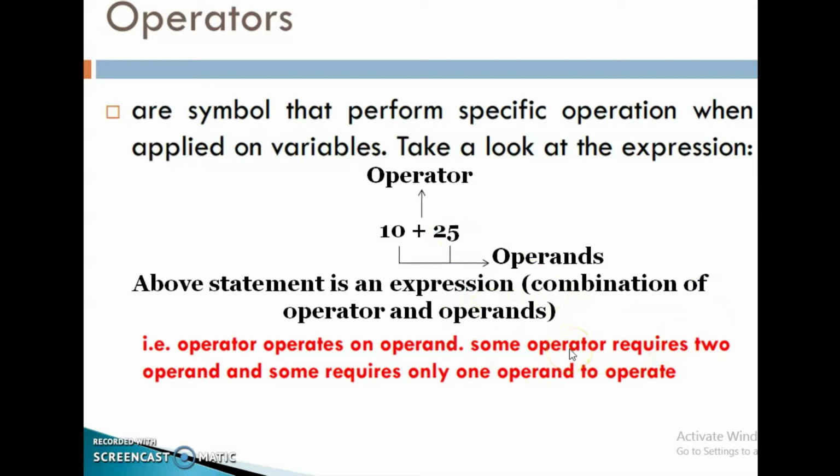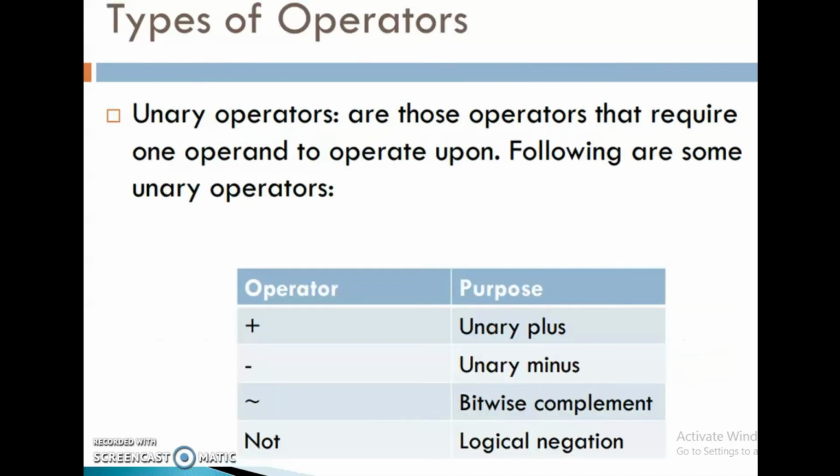Some operator requires two operands, that is known as binary operators. And some requires only one operand to operate, that is known as unary operators. In this unary operator, only one operator and one operand. In this binary operator, only one operator and two operands. Okay, clear? Then first one, unary operators.